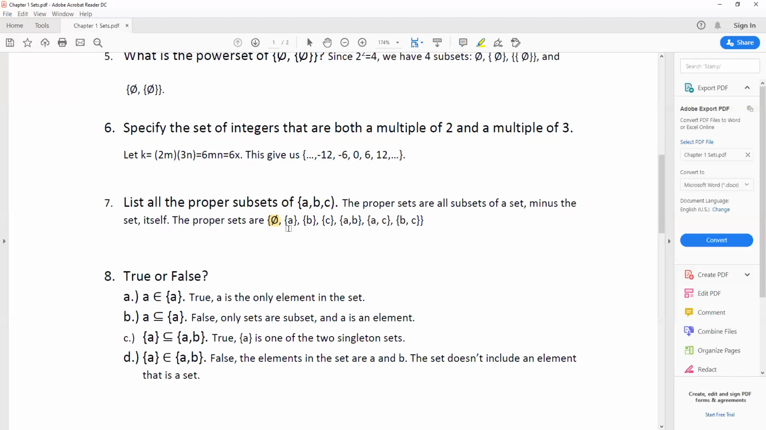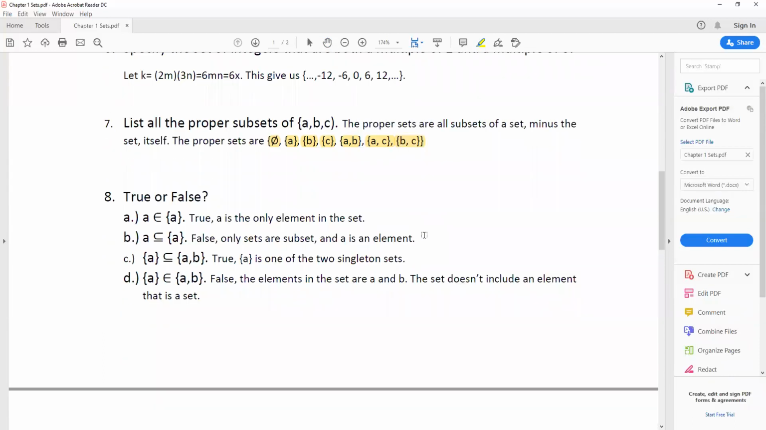And then I like to list the singleton sets, which are sets containing only one of the elements. So that would give us the set containing A, the set containing B, and the set containing C. So that takes care of all of the sets that have 0 or 1 element. And then I'm going to list all of the subsets that contain 2 elements. That gives me the set containing A and B, the set containing A and C, and finally the set containing B and C.